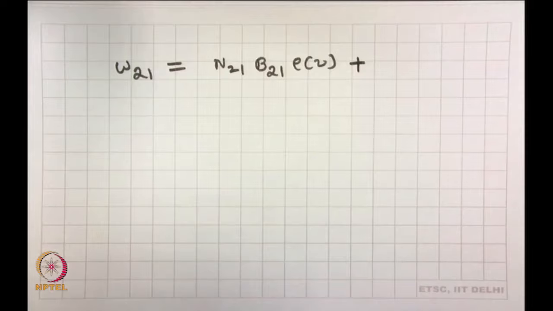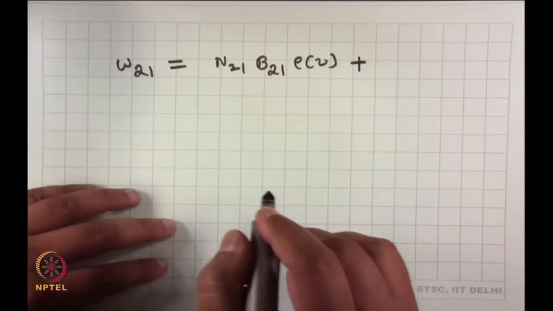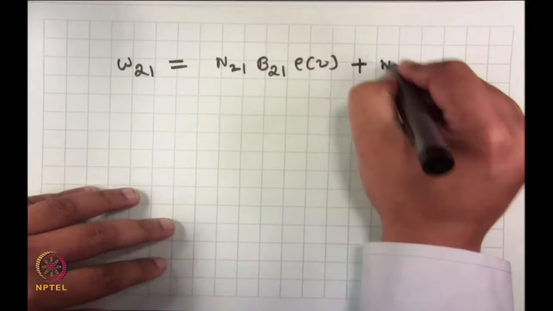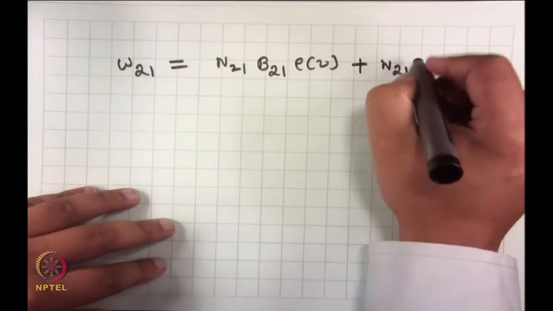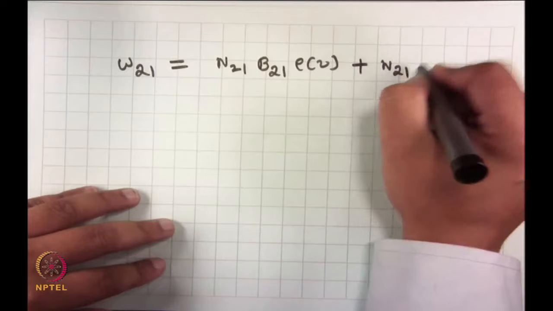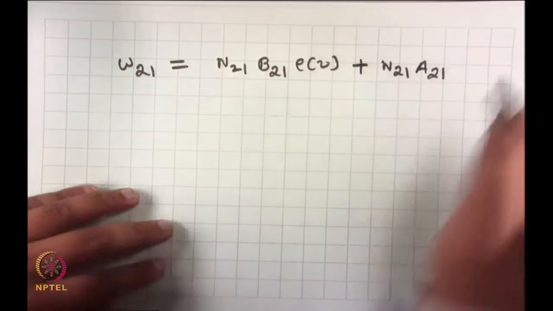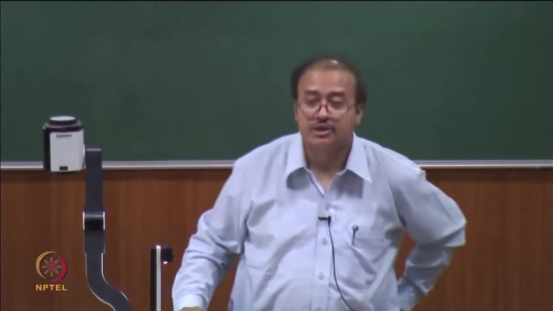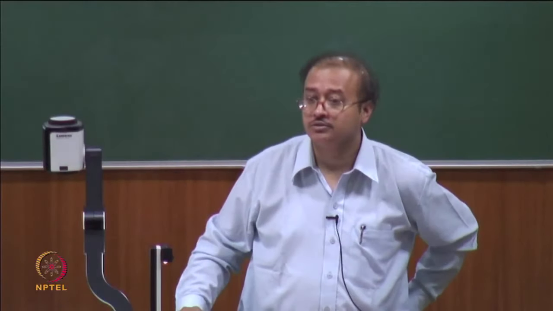Then the next term has to be for your spontaneous. So, it would be N21. Now, I define a new constant A21, okay. N21 times A21, where A is a rate constant for what? Spontaneous transition, or spontaneous emission down to the ground state. Now, tell me, along with this, should I write rho nu or not?